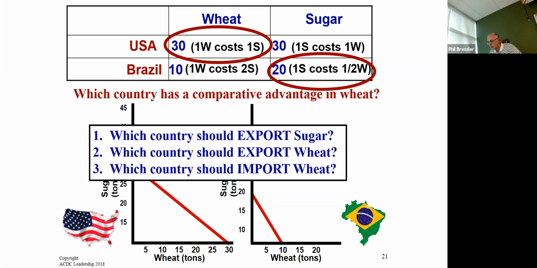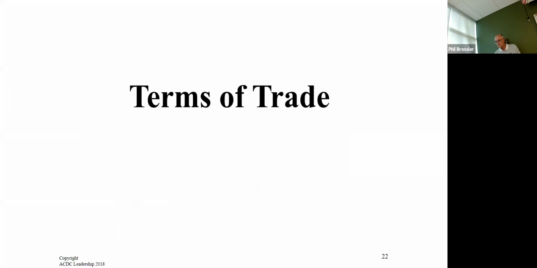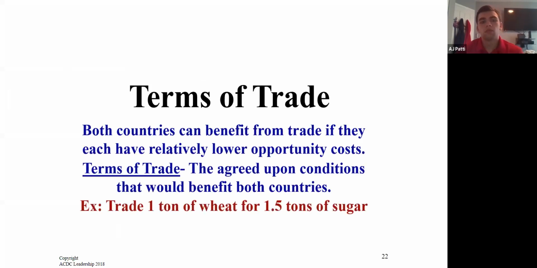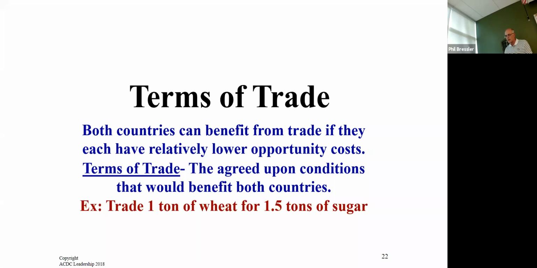AJ, which country should export sugar? Should Brazil export sugar? Yes. The one with the lowest opportunity cost you want to export. All right, good job. We just did the turn. I'm not just flashing through it just to ignore it, but we just talked this out. Patrick did a great job on that.